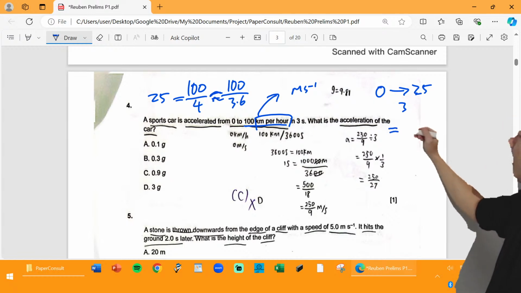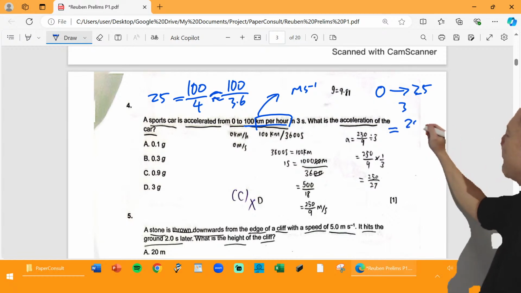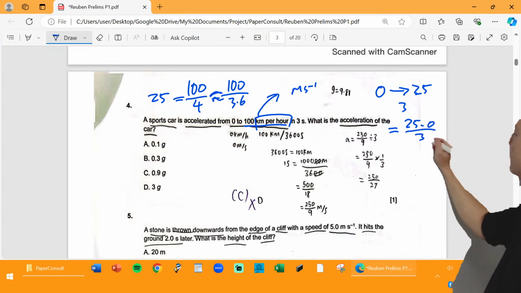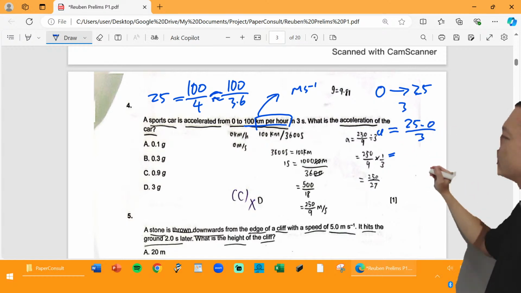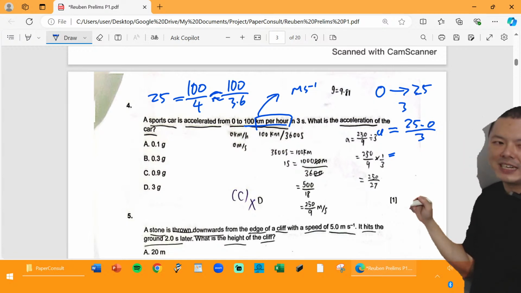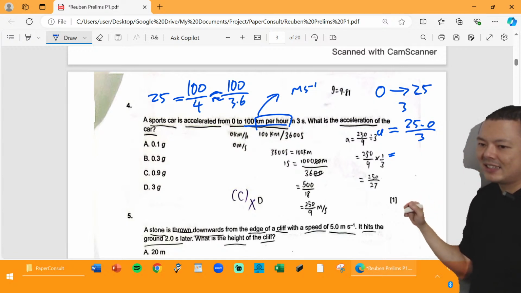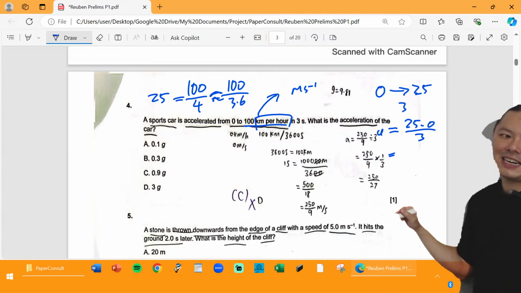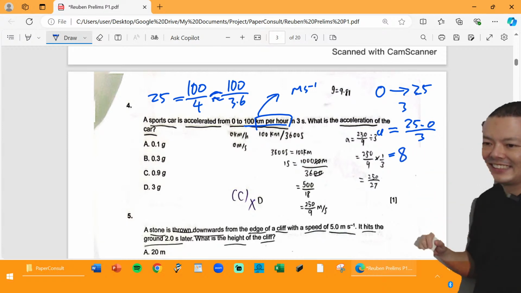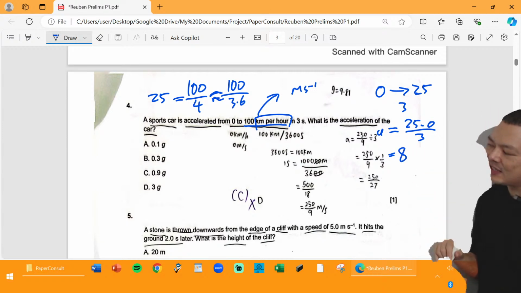So then it'll be 25 minus 0 over 3. That's acceleration. That works out to be what? 25 is not really divisible by 3. It's about 8, so you just write 8. It's close to 8.